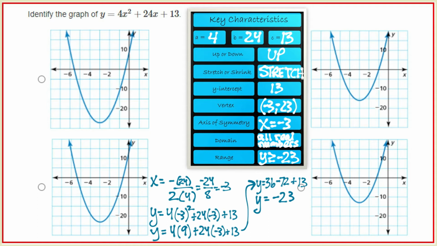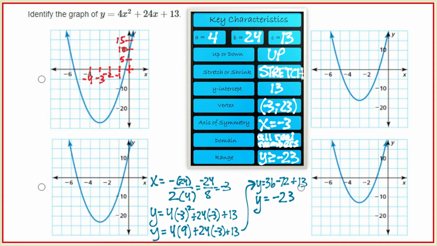How do we determine which graph is the right graph? Well, they all open up. So the first thing that I'm going to check is the vertex. But the vertex doesn't mean anything unless you know the scale of the graph. So on the x-axis, we have 0, 1, negative 2, negative 3, negative 4. So on the x-axis, they're counting by ones. That's great. On the y-axis, it's 0, 5, 10, 15.